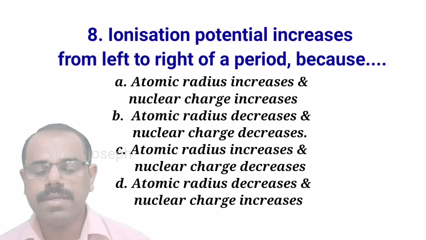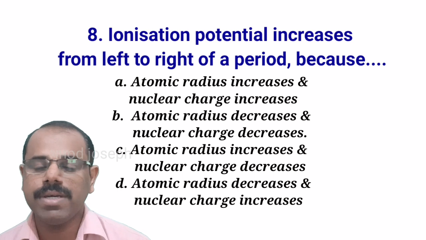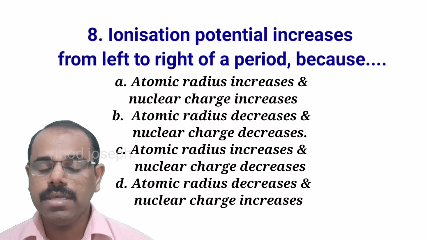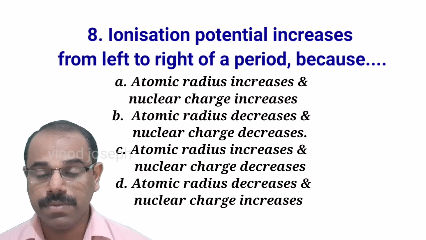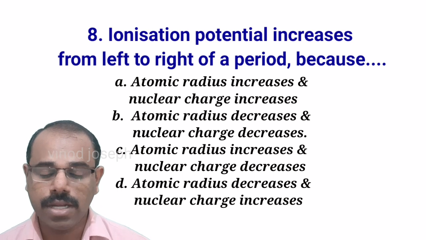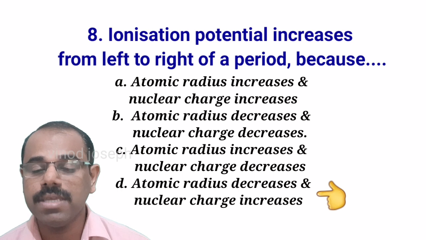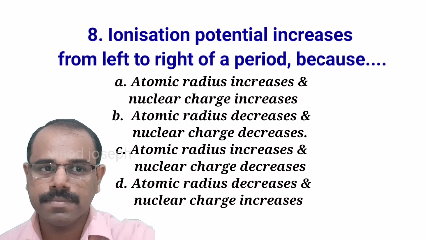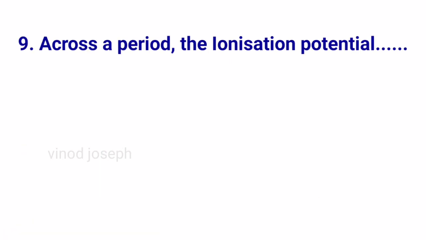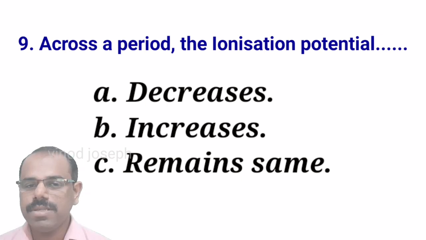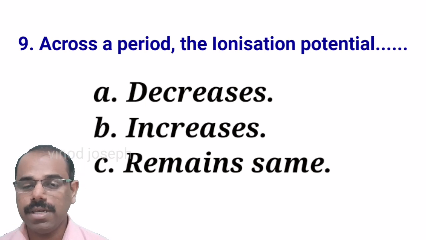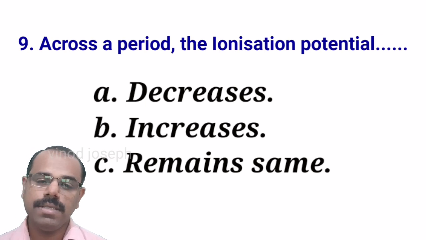Ionization energy means the energy required to remove one electron from an atom. Ionization energy increases from left to right because left to right atomic size decreases and nuclear charge, the number of protons, increases. Left to right atomic radius decreases and nuclear charge increases, so more energy is required to remove an electron from an atom. So left to right ionization energy increases.